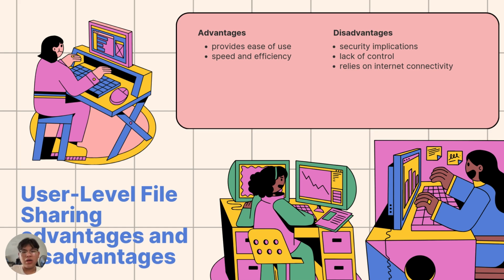Confidentiality can be compromised if the platform lacks robust security features. Lack of control: the loss of control over how shared files are used or modified by others. Reliance on internet connectivity: heavy reliance on internet connectivity. A slow or unstable connection can disrupt sharing.